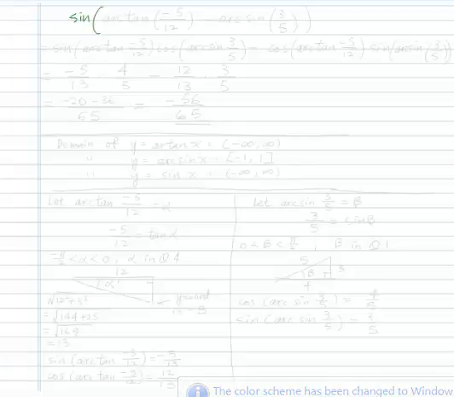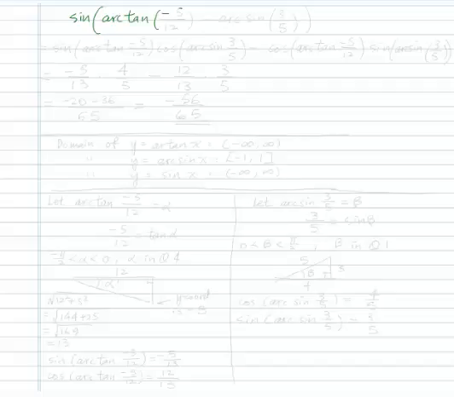We find the exact value of sine of arctangent of -5/12 minus arcsine of 3/5. We examine the domains to make sure this value is defined.